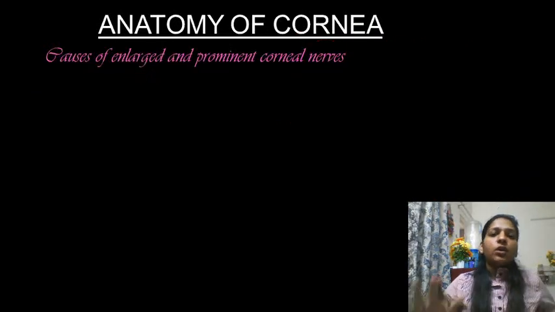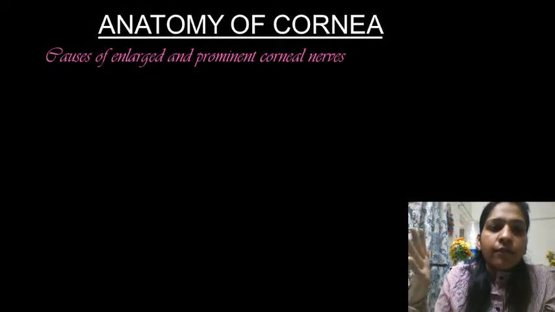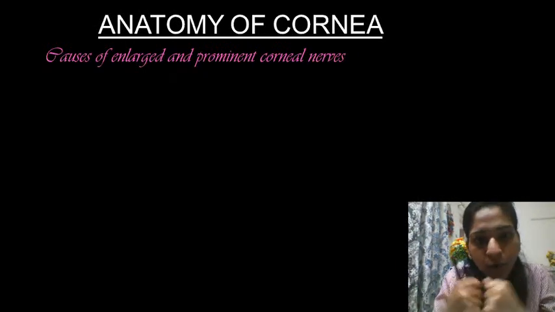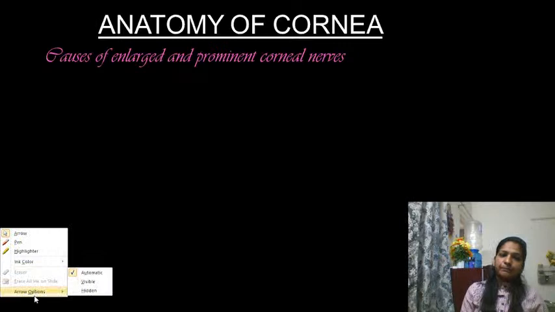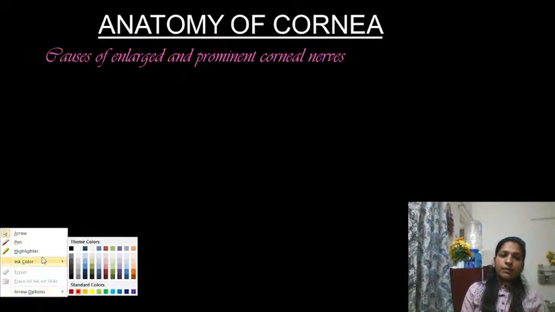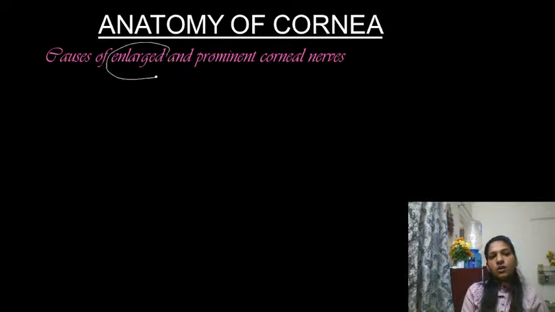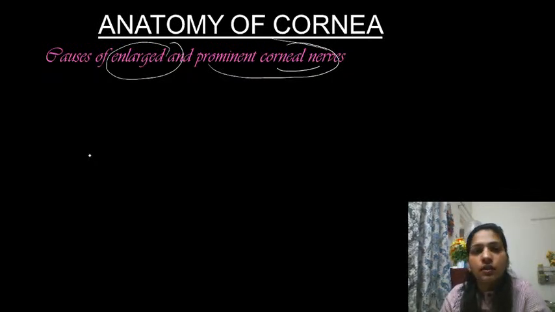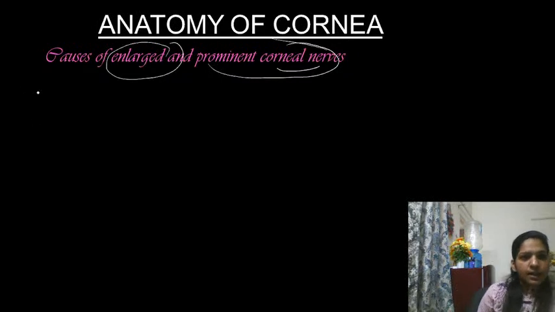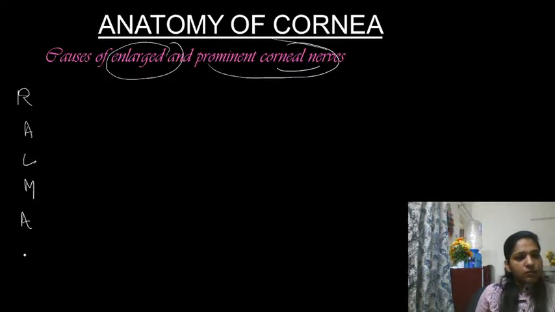Now I have already told you the nerve supply of the cornea. You have to now tell me the causes of enlarged and prominent corneal nerves. See, there is a difference between enlarged and prominent. Now you have to tell me the etiologies having enlarged corneal nerves and having prominent corneal nerves. Just tell me the causes for enlarged corneal nerves. I have one mnemonic for it. It is Relman. Now you have to fill this mnemonic up.